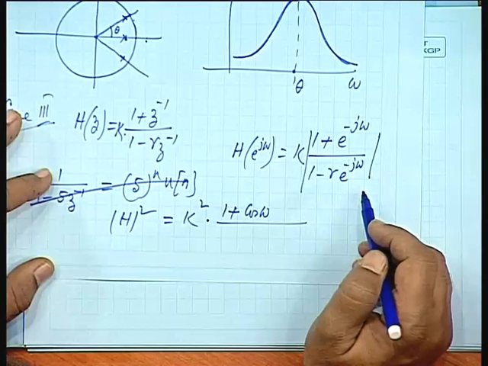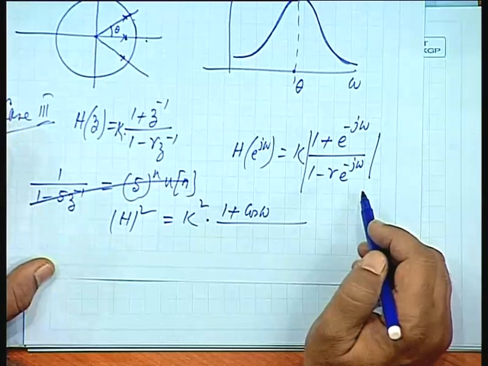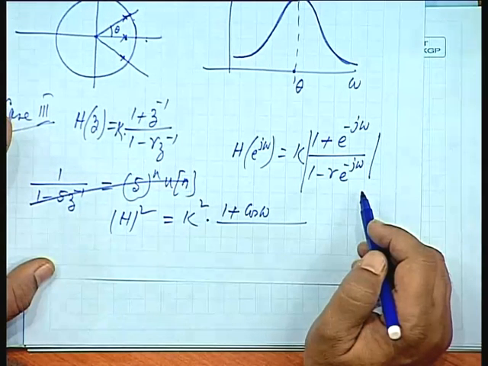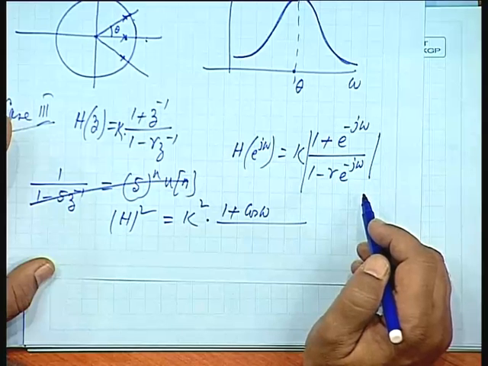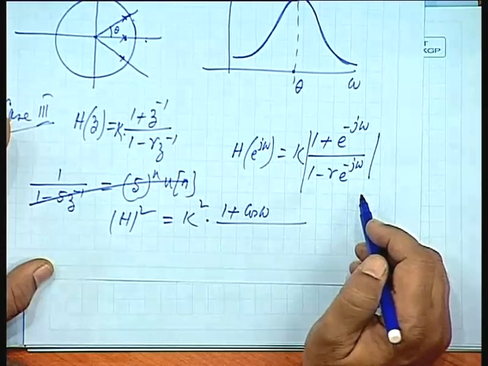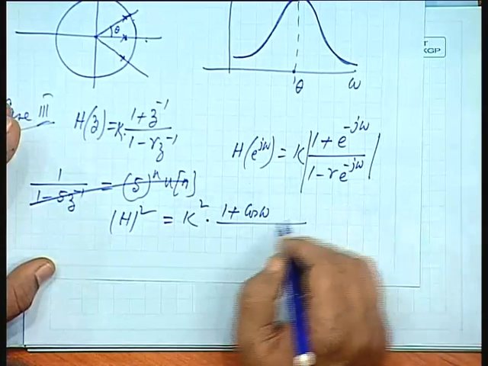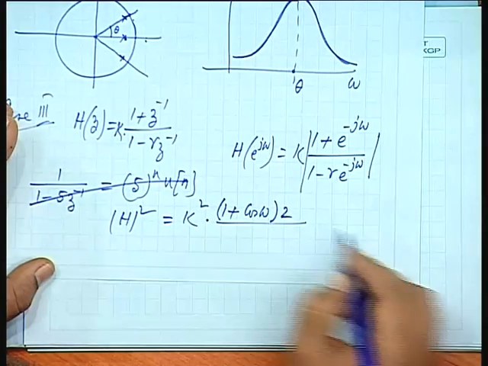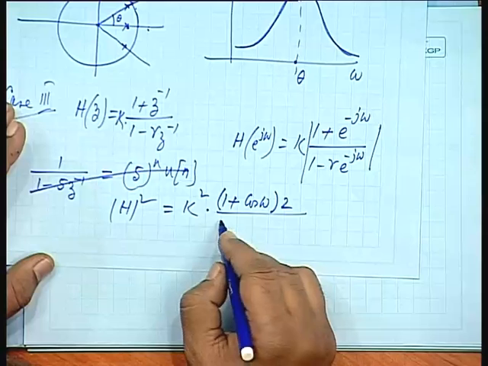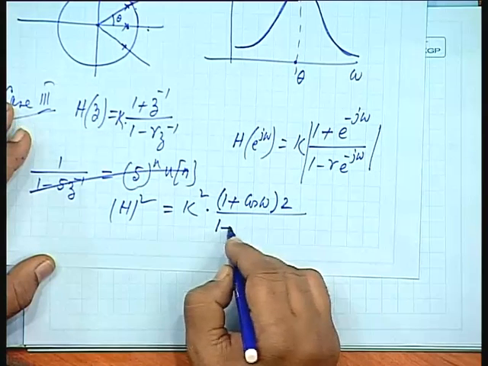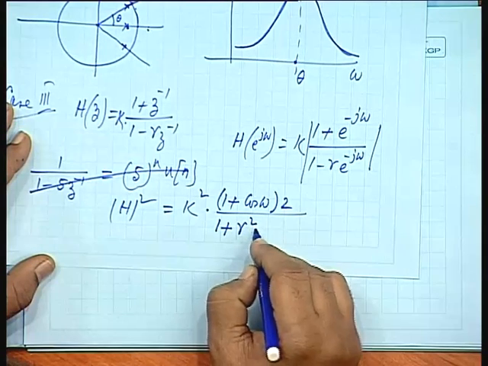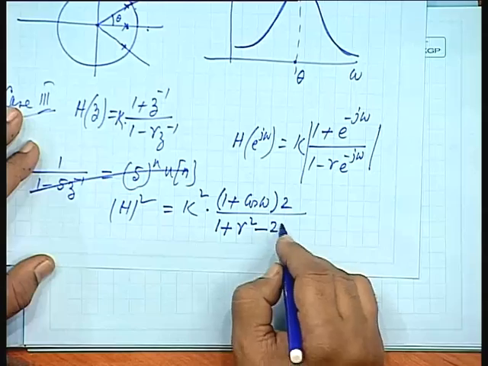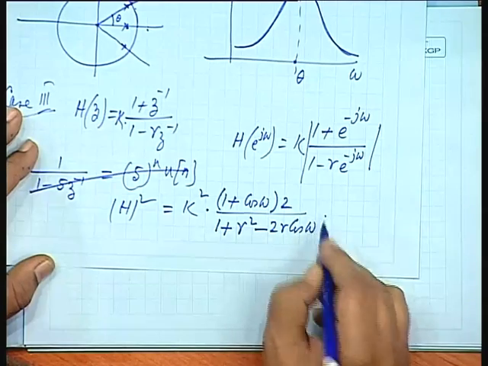okay, 1 plus... 2 plus 2 cos omega gives me that, okay. Is this all right? Okay. And then 1 plus r square minus 2r cosine omega. Am I all right?